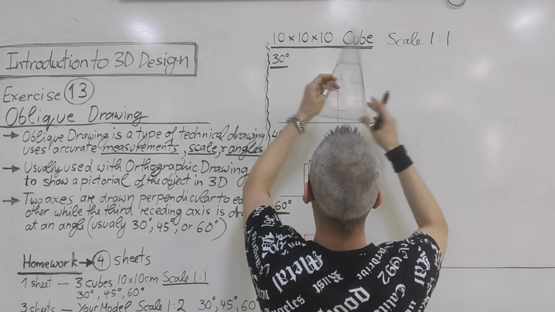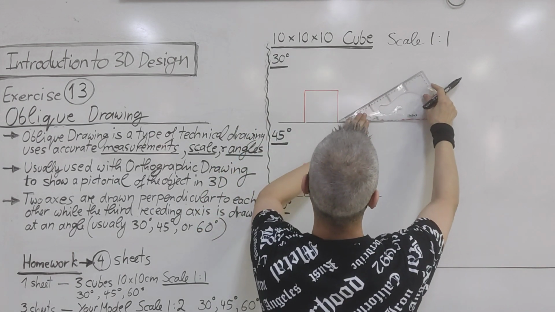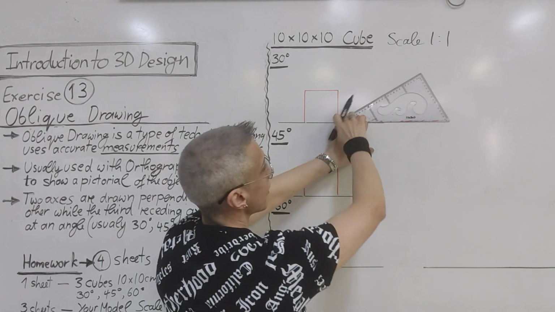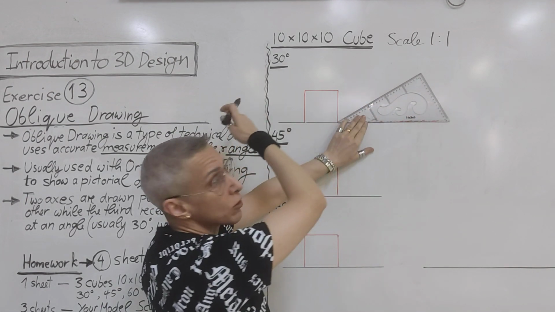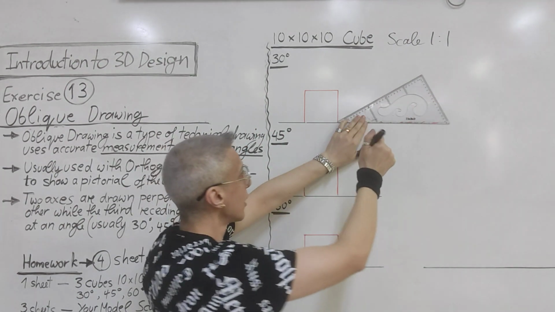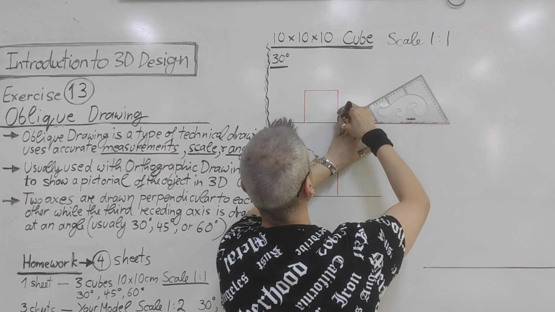From here or from here you can draw it. If you want to draw the 30 degree, the receding axis can actually be drawn from here or from here. It's all correct. But usually it's done from that side. Okay? So 30 degree.